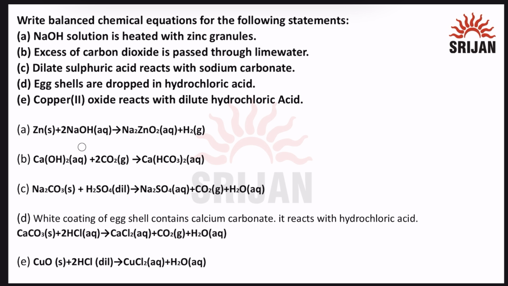Now check sodium. From this side we are seeing 2 sodiums, but from this side only 1 sodium, so we have to multiply this by 2, but by doing that we disturb oxygen as well as hydrogen. Now let's check for oxygen. Oxygen from this side 2, from this side also 2, so no need to balance oxygen. Now let's check hydrogen. Hydrogen from this side 2, from this side also 2, so no need to balance hydrogen as well.